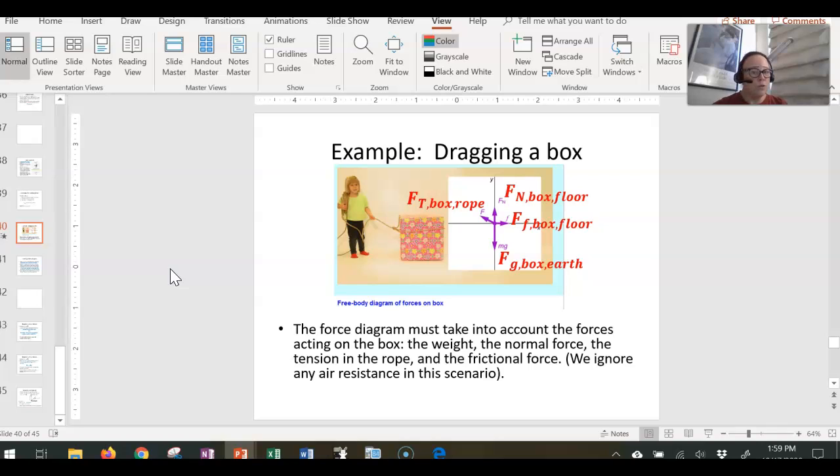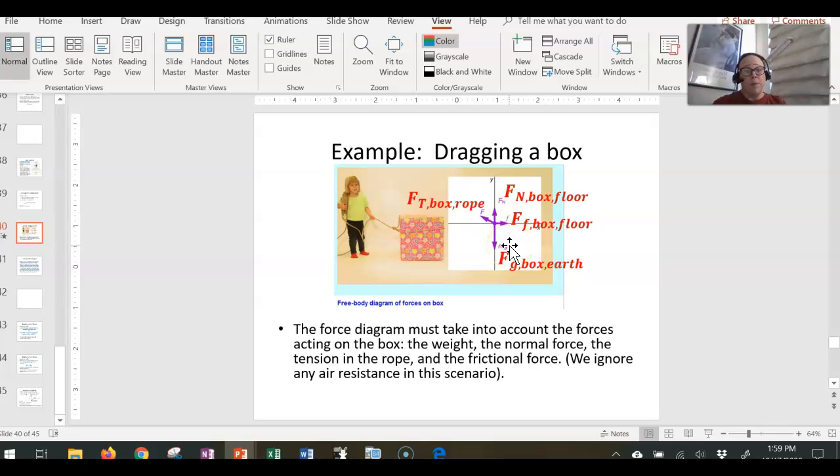Here in this example, we have a little girl dragging a box across the floor. And so if we looked at this force diagram, there is the weight of the box. That's the gravitational force that the earth is exerting on the box. The little girl is pulling the box to the left, and so we have a frictional force that's being exerted on the box by the floor, and that frictional force opposes the sliding motion of the box, so it points to the right. The girl is using a rope to pull the box, and the rope is angled up a little bit, right? And so there's a tension force that the rope is exerting on the box, and it is in the same direction as the rope.